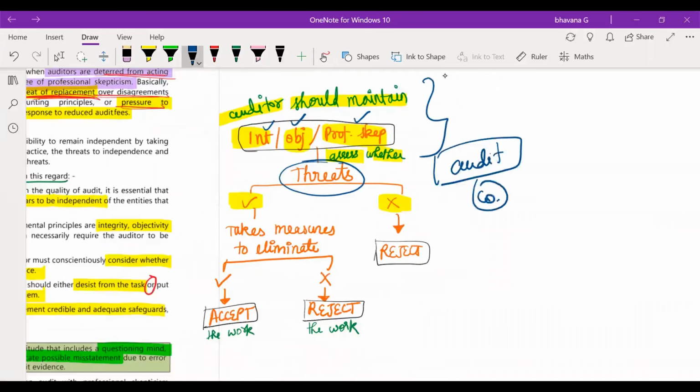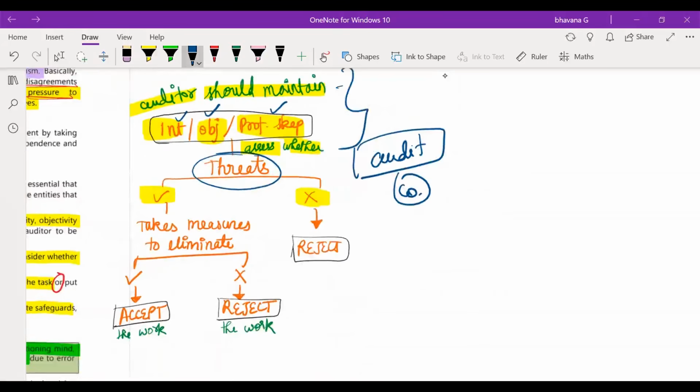Now what has happened is the auditor must always maintain integrity, objectivity, and professional skepticism. While he is maintaining objectivity, integrity, and professional skepticism, he should check whether there are any threats to his auditing. Are there any threats? If there are threats, what must he do? If there are no threats, what he must do is what we are going to see.